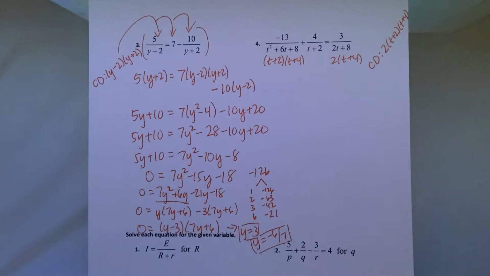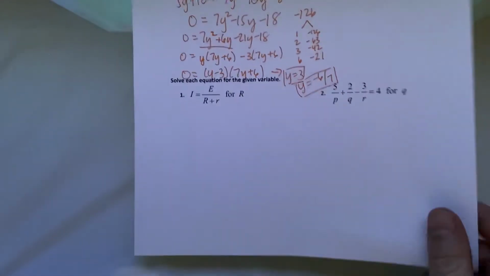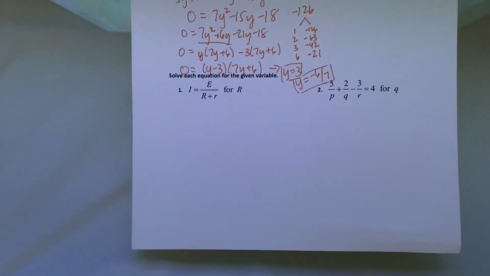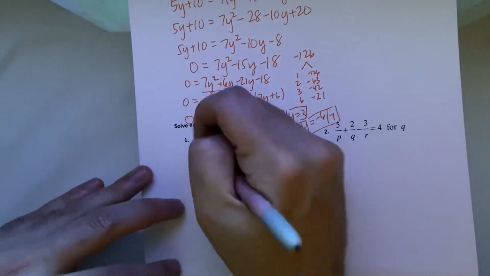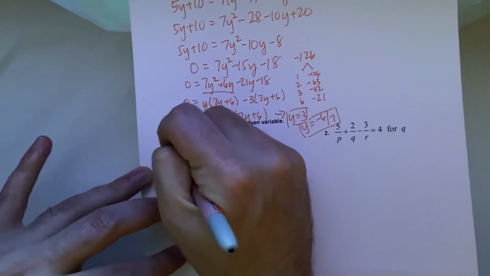I want to talk about one last thing at the bottom here. Solve each equation for the given variable. Again, we've talked about this in class before. The variables just represent numbers, so you'll still do the same thing that you would do otherwise. Solve each equation for the given variable. If you don't like fractions, let's clear the fractions by multiplying by that R plus r.